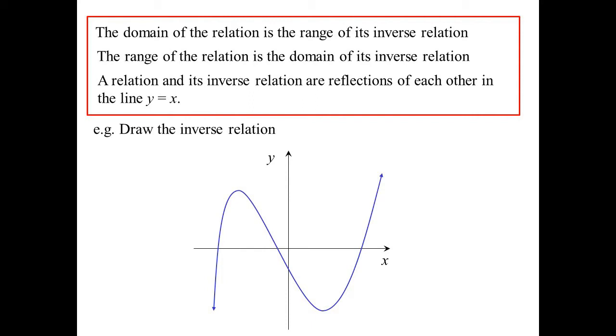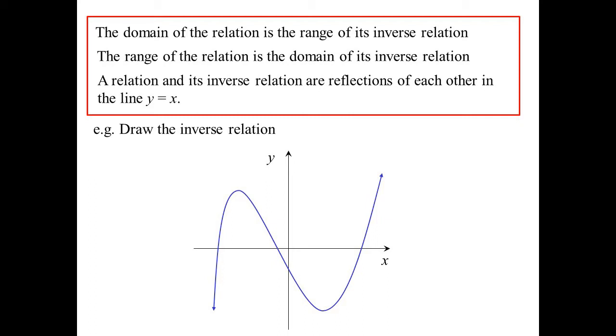Okay, so what's going to happen with domain and range? Well, they're going to swap as well, because if we're swapping the x and y's around, that means the domain and the range swap around. So the range of the relation will become the domain of the inverse relation, and the other way around as well. So a relation and its inverse relation, if you were to look at both of them on a number plane, they would be reflections of each other in the line y equals x.